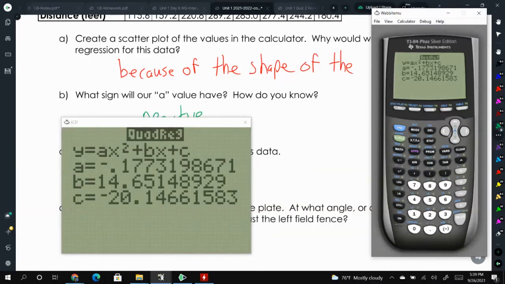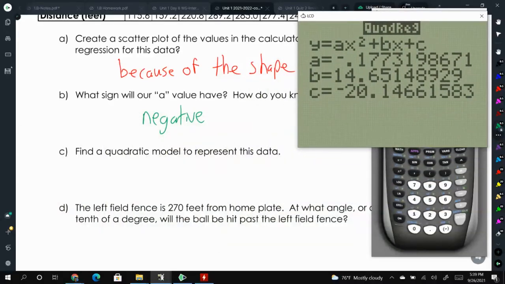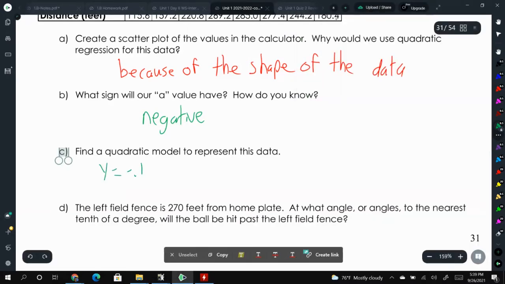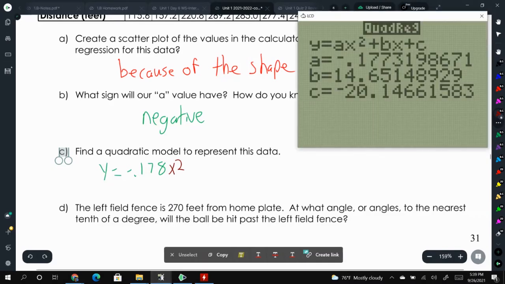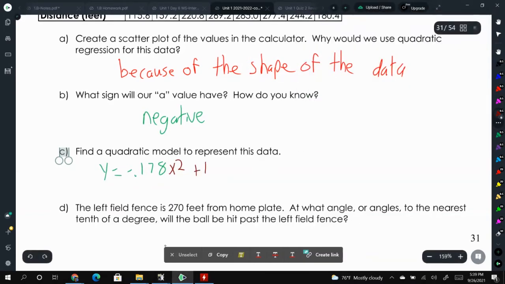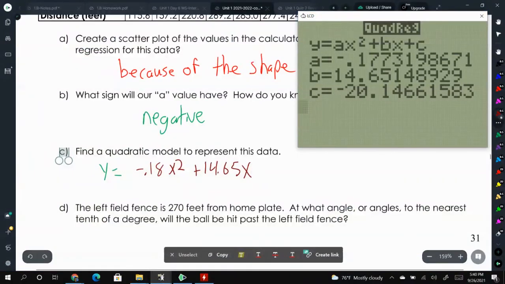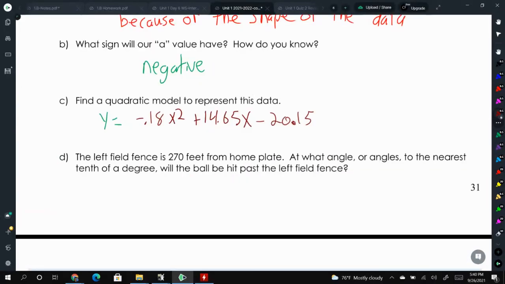So you notice we just have a bunch of decimals with it too, so we should write these down carefully. Negative 0.178, so y equals negative 0.178x squared plus 14.65. I should be consistent and do 2 decimals, so let's make this just negative 0.18. And then minus 20.15.